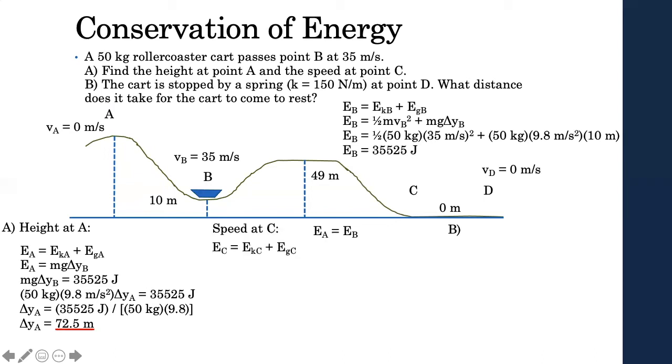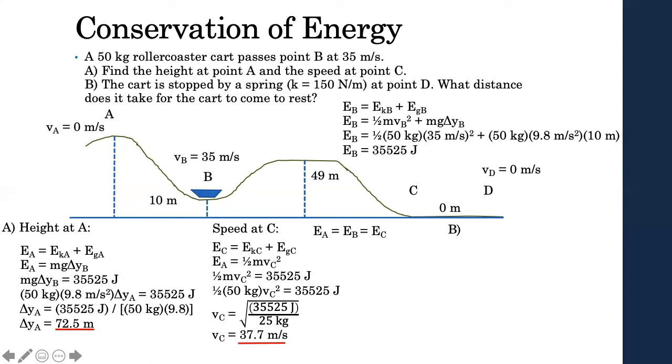Speed at C, we're saying there's only kinetic energy. I wrote EA, that should say EC, that's another typo. I'll fix that as well. So now we have 1/2 mass times velocity squared is equal to this energy we found that's going to be the same at all points. And you said 37.7? Awesome. Anybody else get that?